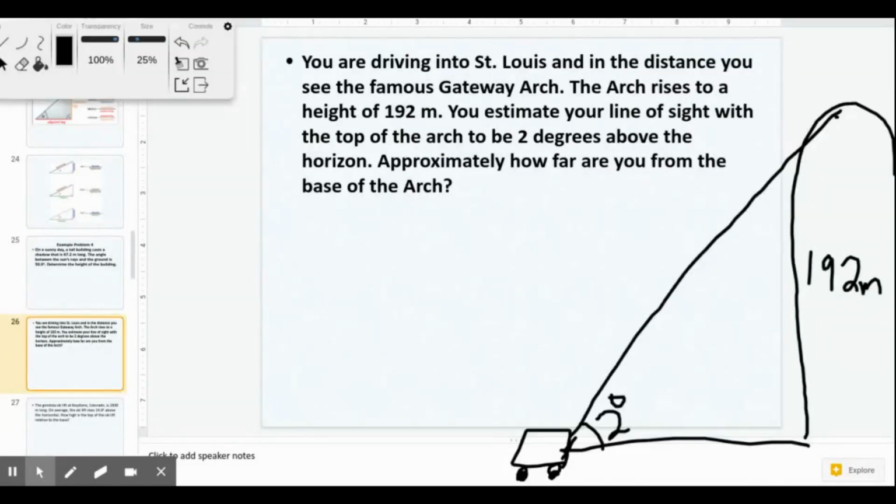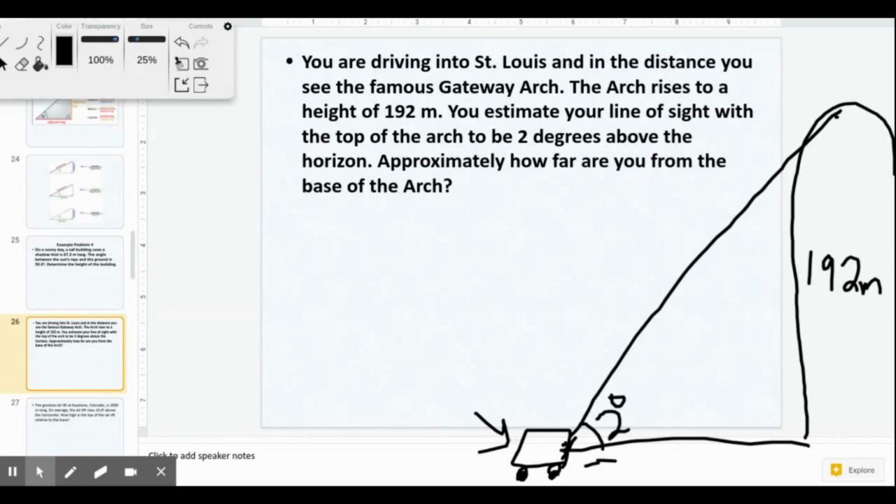So as we look at this next problem, we're driving to St. Louis. I have a lovely car drawn down here for you. You are seeing the Gateway Arch in the distance. So I have our arch drawn over here, and it says the arch is 192 meters tall. Your line of sight from your car to the top of the arch is approximately 2 degrees with the horizon. So the horizon, we have this straight line at the bottom. We want to know how far are you away from the arch?